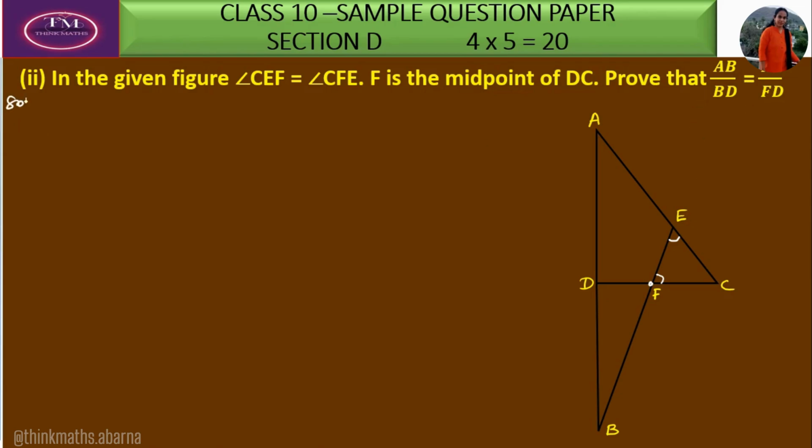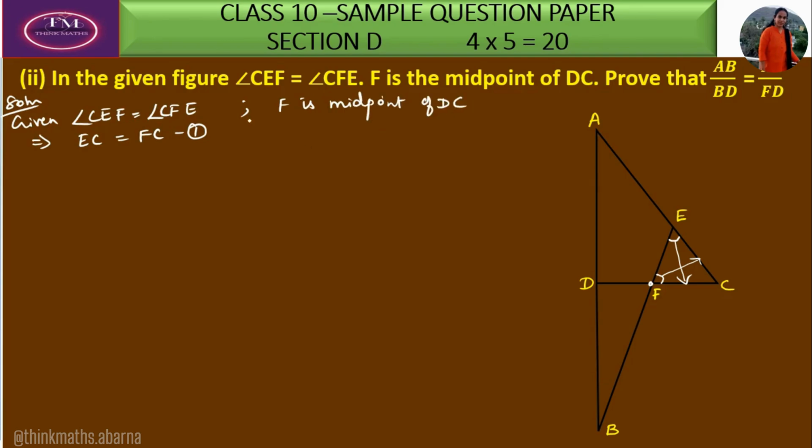Okay. So let us start the solution. What is given? Angle CEF equal to angle CFE. So if two angles are equal, their opposite sides will also be equal. So what is the side opposite? EC and FC. So this implies EC equal to FC. So this is one part. What is another thing given? F is the midpoint of DC. So if F is the midpoint of DC, then DF will be equal to CF, or FC, both are same. So these are the 2 points we get from the given.